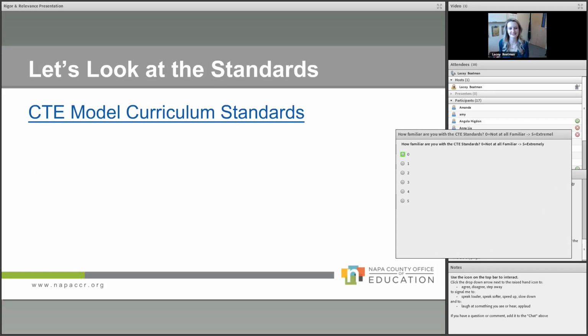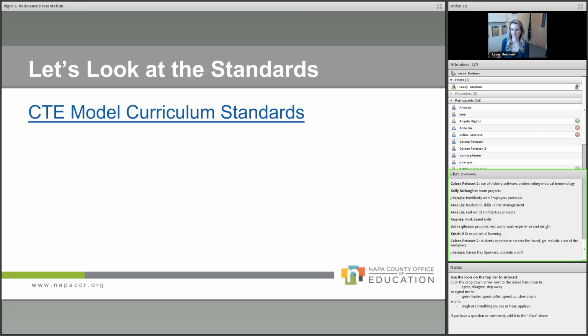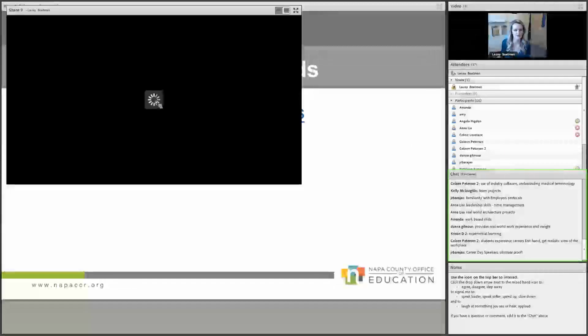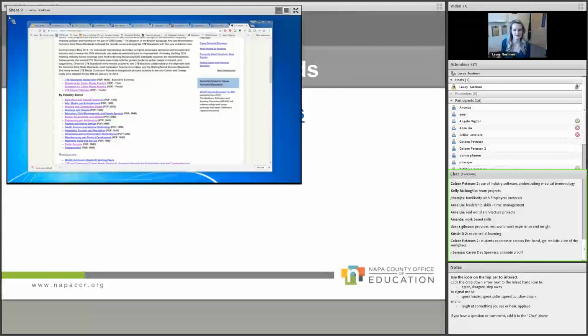And here's a link to the standards. So go ahead and click on this so it opens up your window. And this takes you to CTE's site with lots of links to the model curriculum standards, some great resources here. I'm going to actually share my screen, I think. And there we go, share my screen.